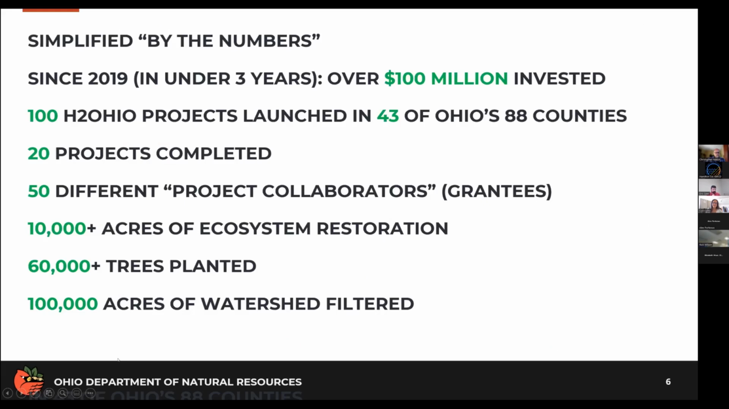So just to simplify by the numbers of where we're at right now in terms of funding, we have over $100 million invested in this approach just since 2019. We're not looking to let off the gas. Over 100 projects that we've launched in 43 of Ohio's 88 counties. 20 finished so far, and we take a very collaborative approach with our grant awardees. We consider our grant awardees project collaborators, and we share a common goal of nutrient reduction on the landscape. We're north of 10,000 acres right now. Over 100,000 acres of watershed filtered.